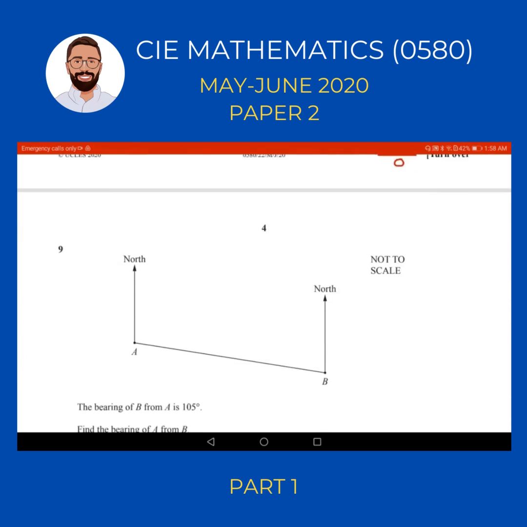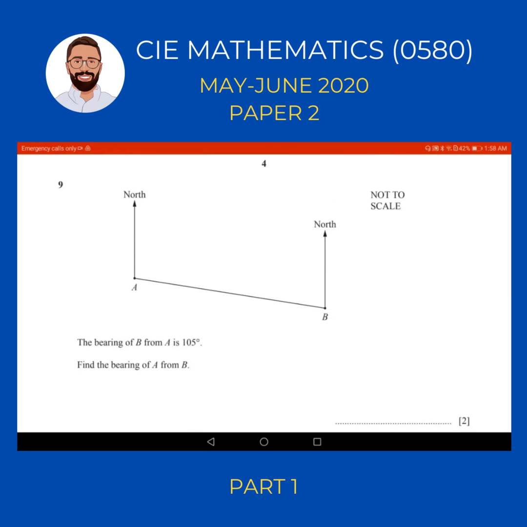Now, question 9. So this question is about bearings. So the bearing of B from A is 105. I need to find the bearing of A from B. So we're given the bearing of B from A. So from A means I have to go to A, and from the north line, I need to move in a clockwise direction until I meet the line connecting A and B. And that's the bearing, which is 105.